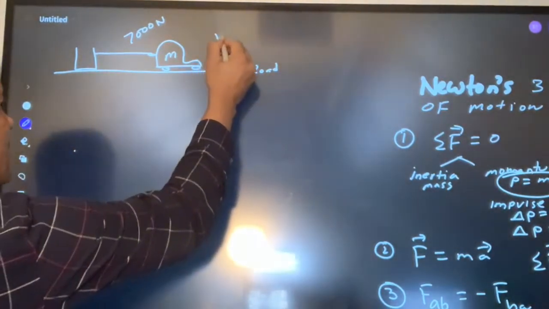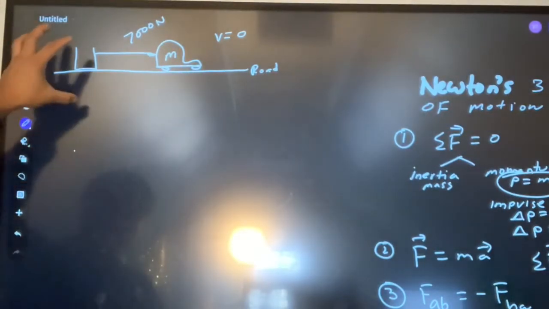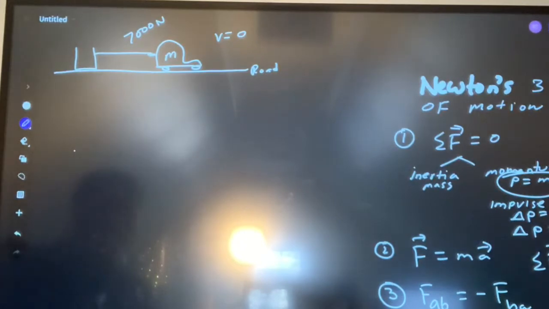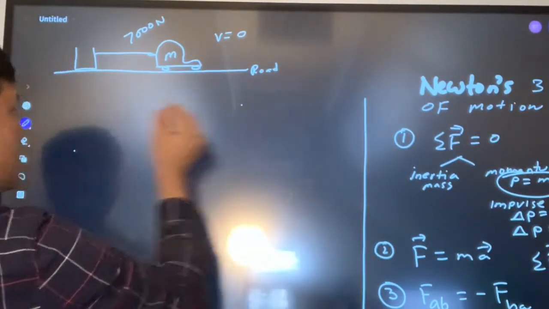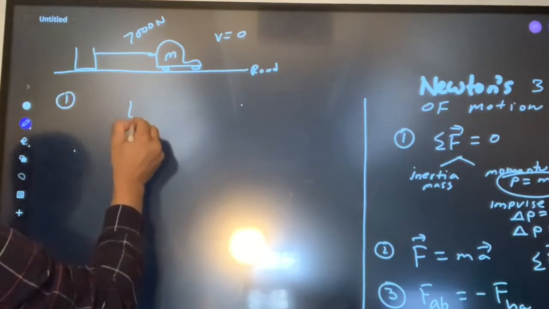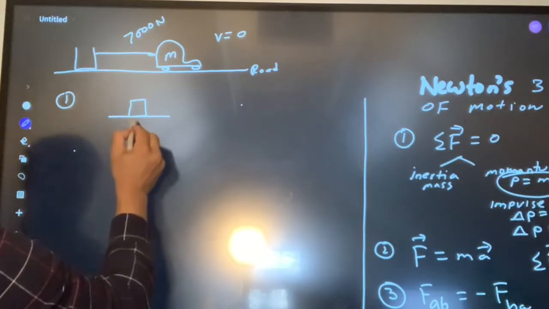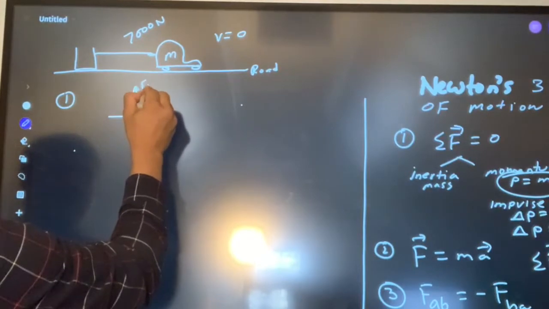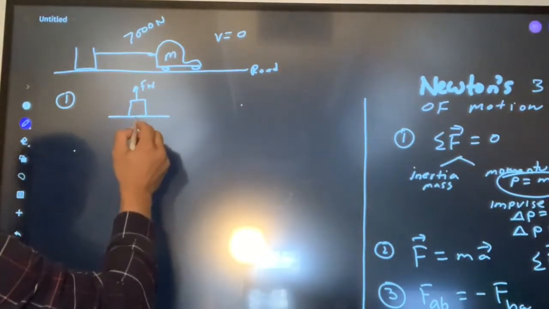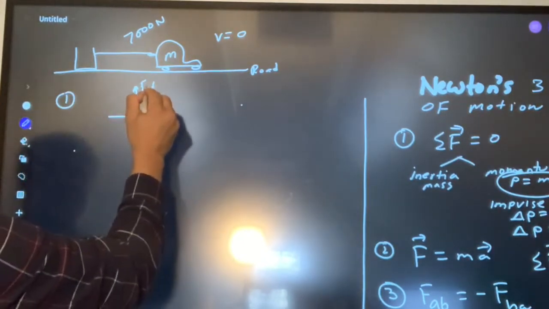Scenario 1, velocity of the car is 0. Then we want to find what is the net force acting on this container. So net force acting on this container, that's scenario 1. Okay, this is the container, sitting on the road. So two forces acting on the container, one is Fg, one is Fn. They both are equal in magnitude and opposite in direction.